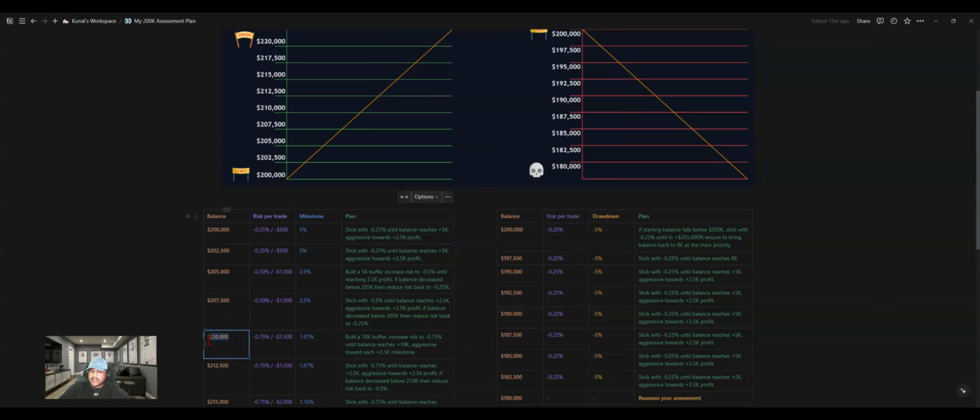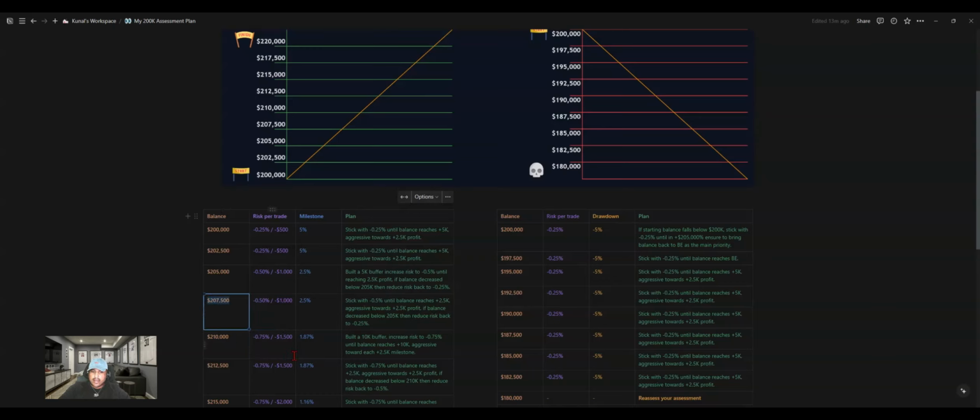And when I finally get to 210,000, that's when I've built a 10k buffer. Then I can consciously say I'm happy to increase my risk to 0.75%, which is equivalent to $1,500. Until the balance reaches plus 10k, I'm going to be aggressive. If it falls below, then I'm going to go back to trading with 0.5. Simple as that. Obviously at this point, if I lose one trade, it sets me back anyway.